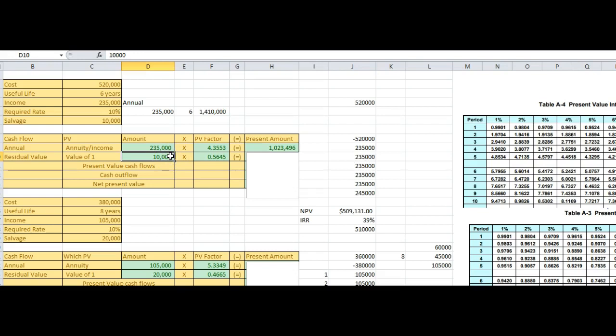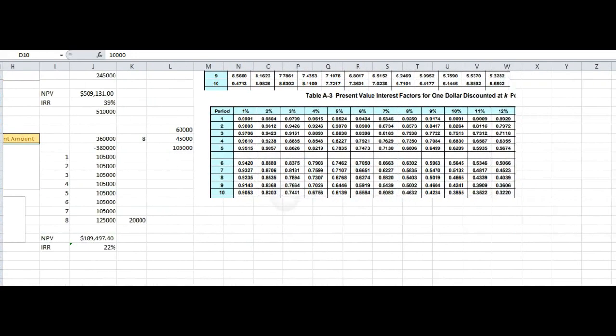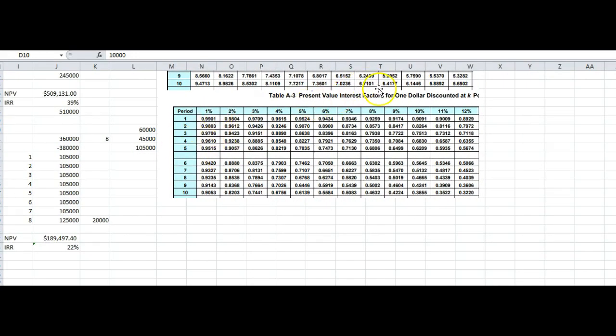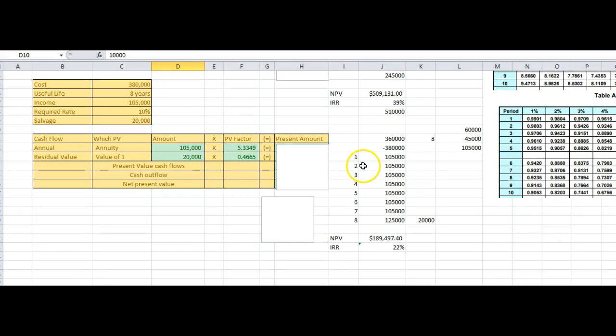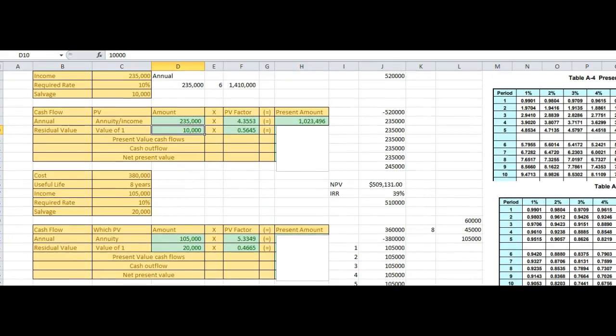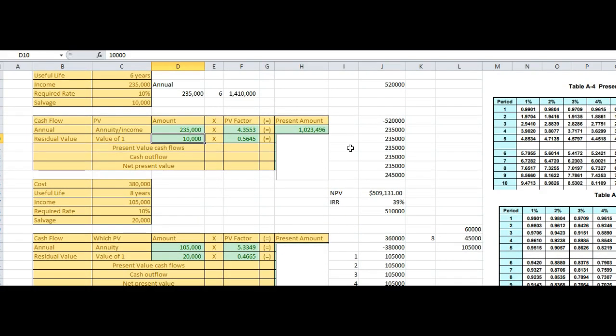Now, I have the salvage value that I have to consider. So the salvage value, I'm going to say, okay, so that's a lump sum. I'm going to come down and use the bottom table, and that's for the dollar discounted. So that's 6 periods, 6 years, times 5.5645, and that's the factor I'm going to use here. That was on the wrong one. That was kind of scary. So I multiply that times the 10,000. And I come up with $5,645. That's what that dollar amount is worth today.